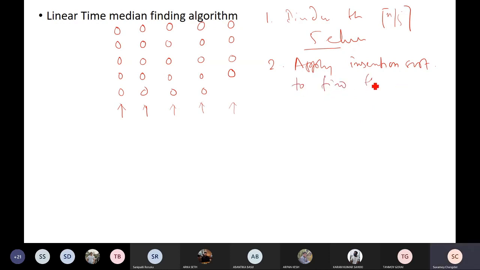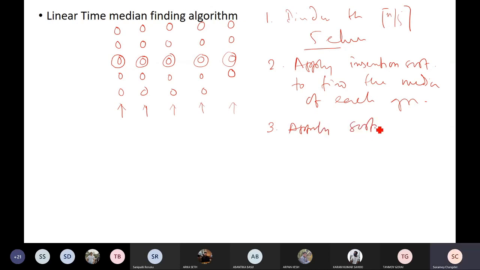To find the median of each group. So here if we sort all these elements, we will find that these are the median of each group. Okay. Then number 3, apply sorting to sort the group. Okay. So that means based on the median, we are sorting these elements and accordingly the groups will be sorted.